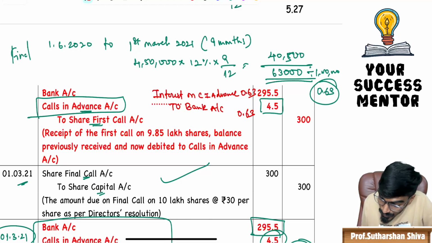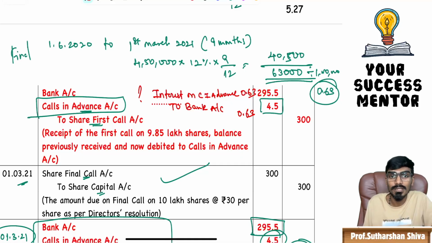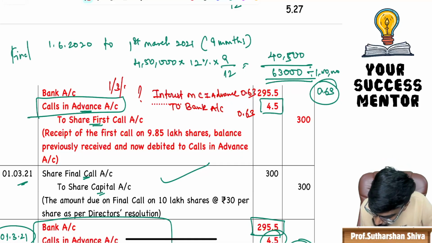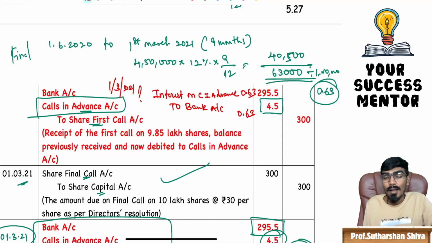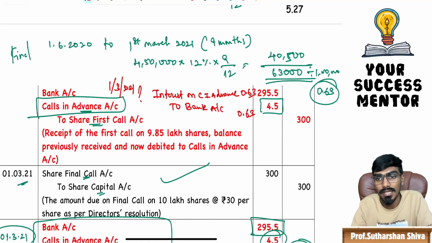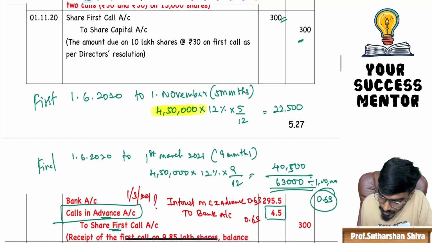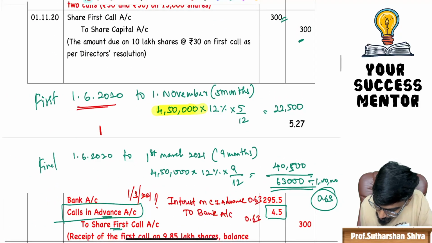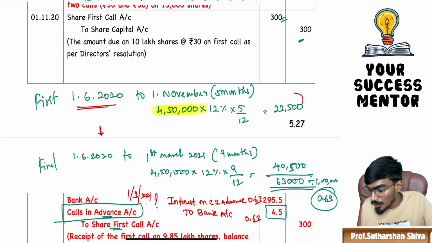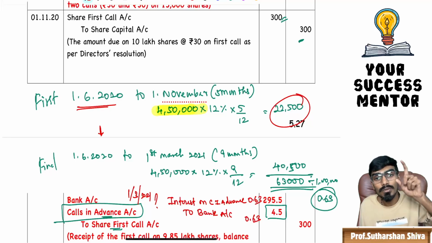On which date should you pass it? That's the main question. 1st March, only you should pass. But academically you will pass like this. If you want, you can still pass it in between: on the 1st November, to the extent of 22,500 you will pass one entry, and to the extent of 40,500 you will pass the next entry on 1/3.